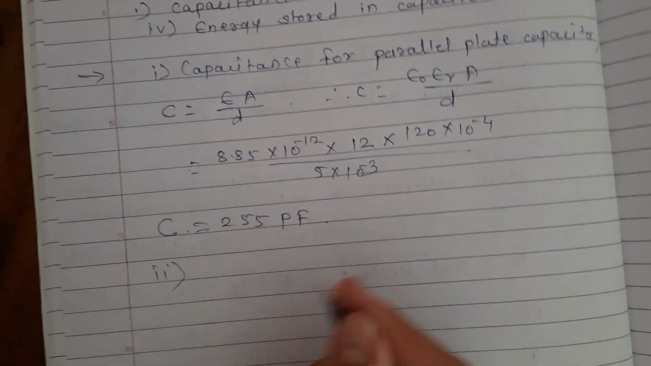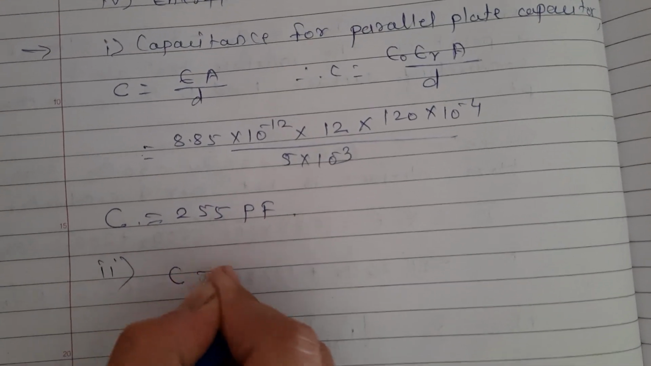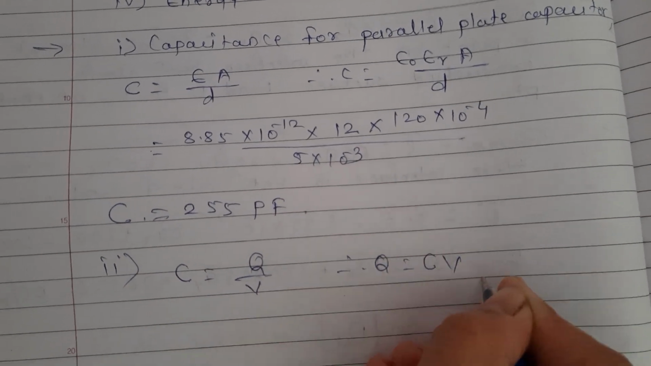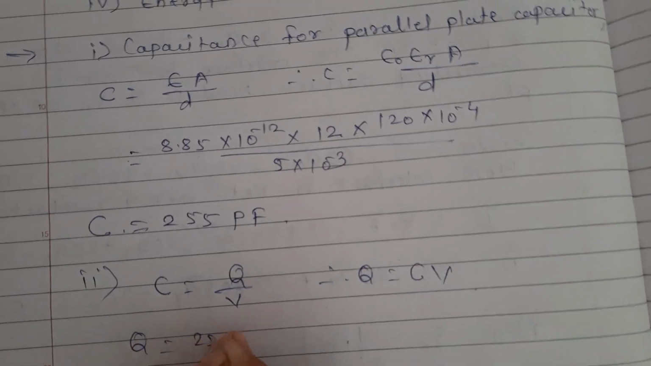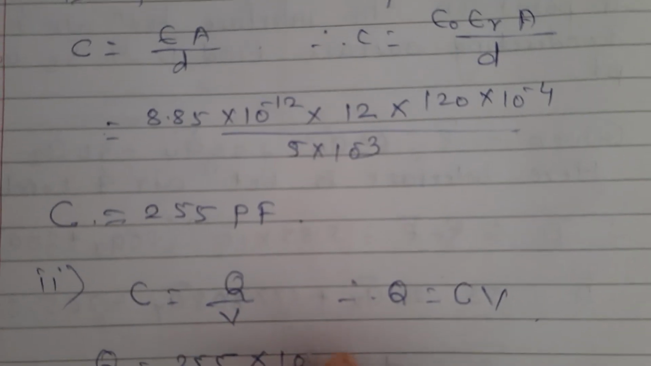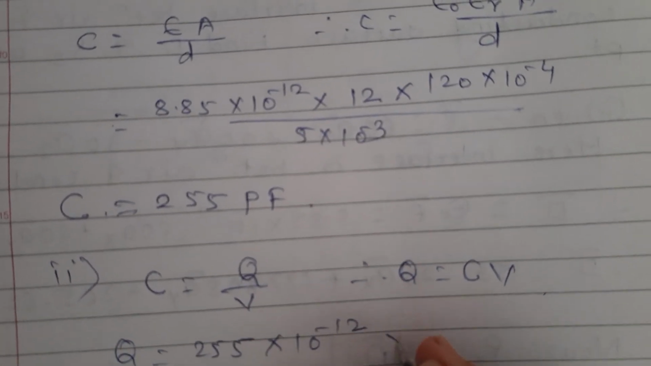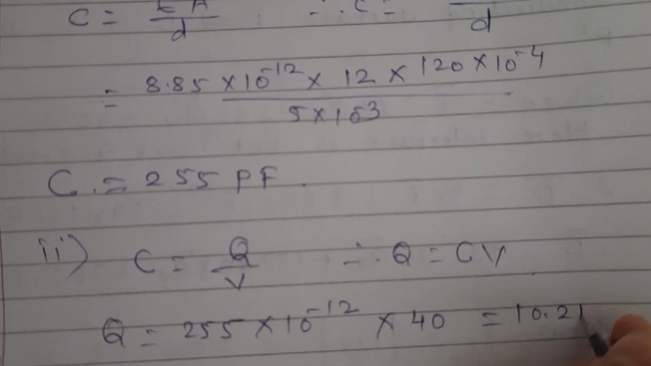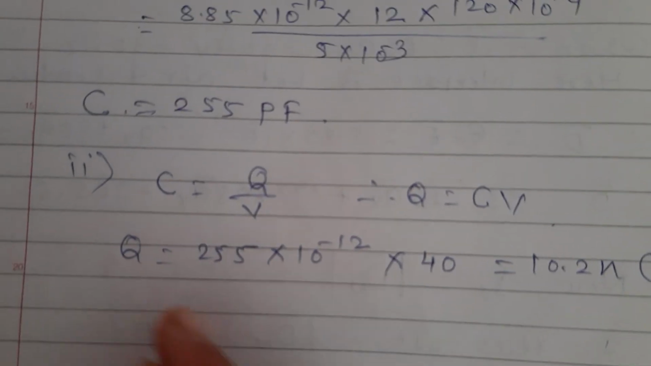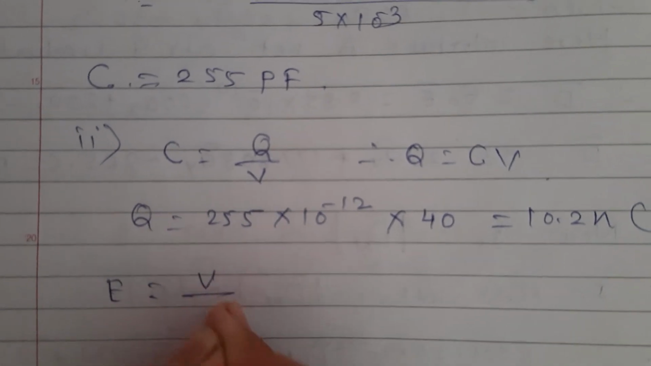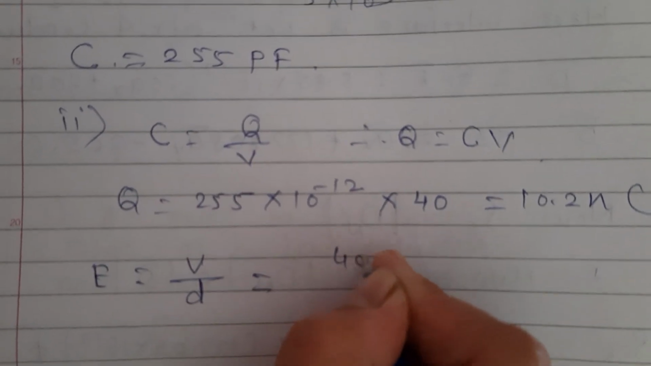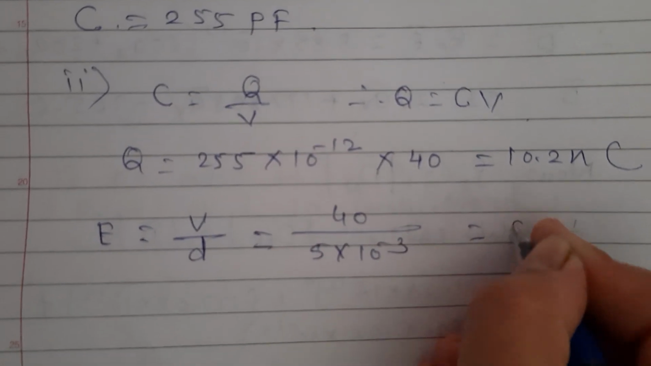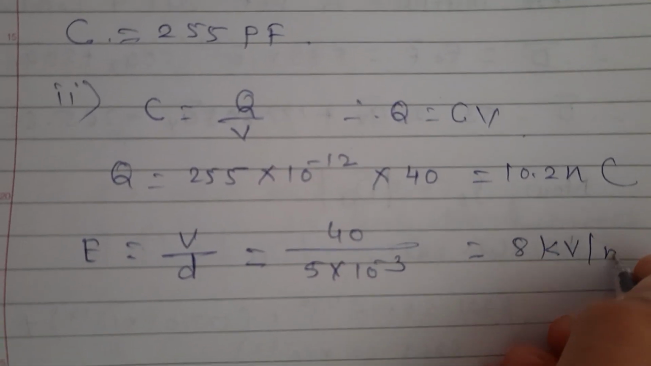Next we have to find E. Now we have C is equal to Q by V. So Q is equal to C into V. So Q is equal to 255 into 10 raised to minus 12, as it is picofarad. So it is 10.2 nanocoulomb, value of Q. Now E is equal to V by D. What is V? It is 40. D is distance, so it is 10 raised to minus 3. So it is 8 kilovolt per meter.